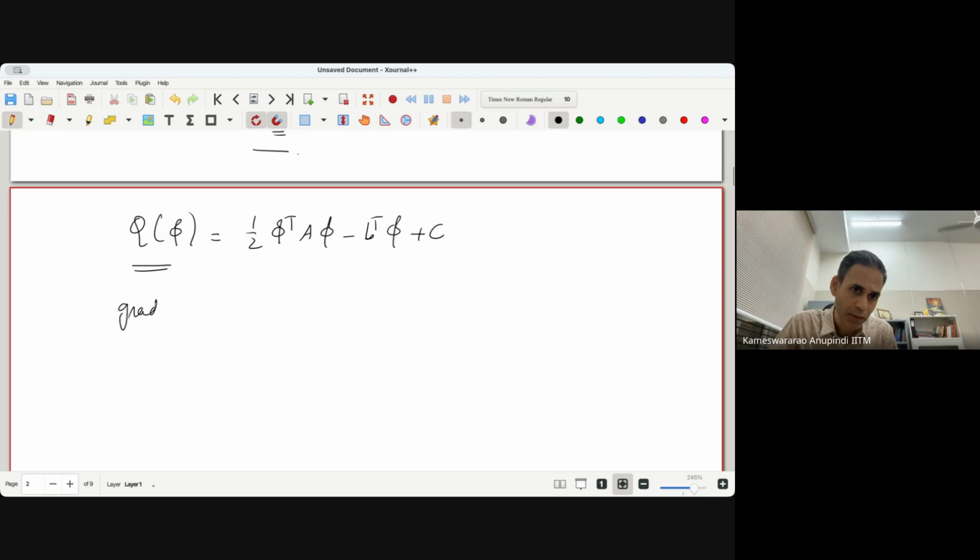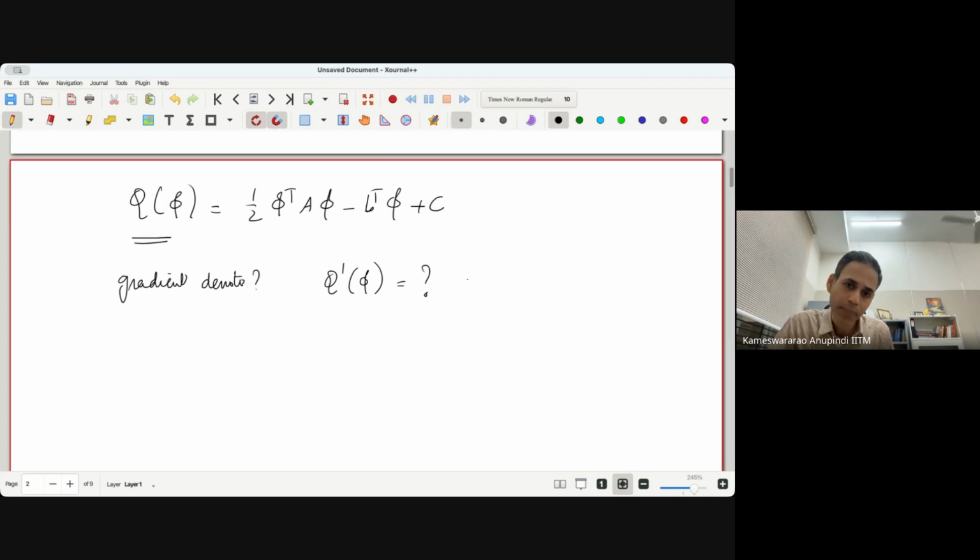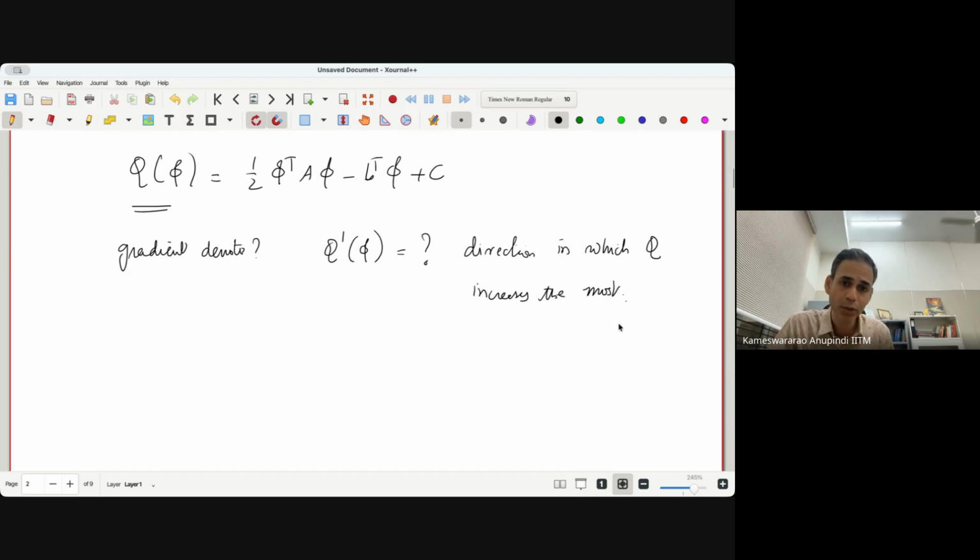What would its gradient denote? If I were to calculate Q prime of phi, what does it denote? This basically denotes the direction in which Q changes, or in which Q increases the most. So that is what Q of phi actually represents.